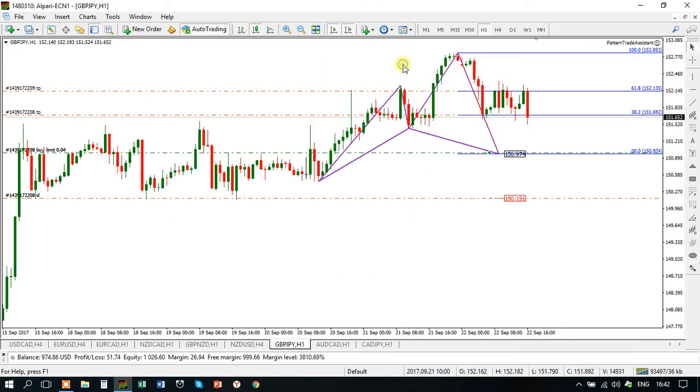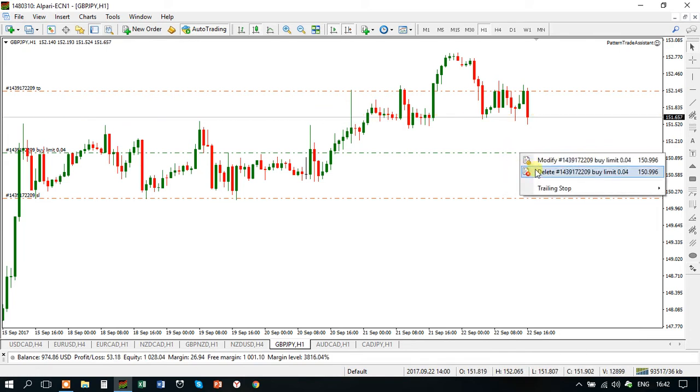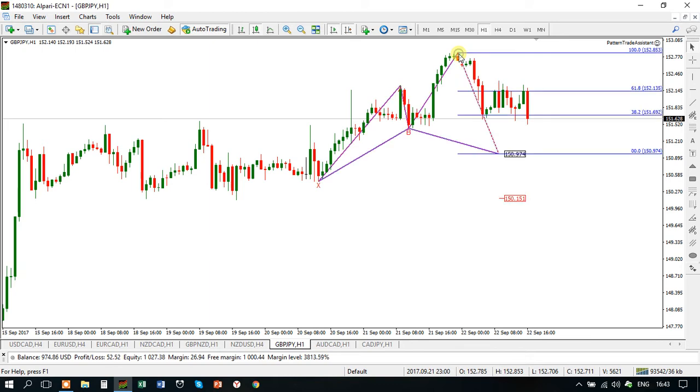Okay, Pound New Zealand, another Cypher pattern. Cypher is one of the most profitable patterns. So by the way, I am to recalculate this trade. It was set very, very long ago, so it should be recalculated for appropriate money management.